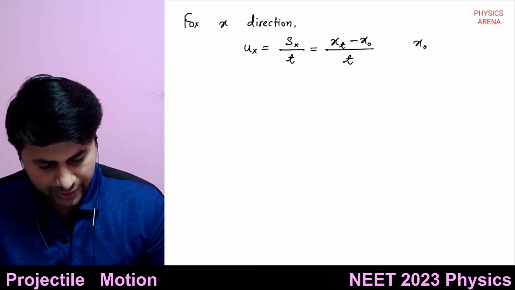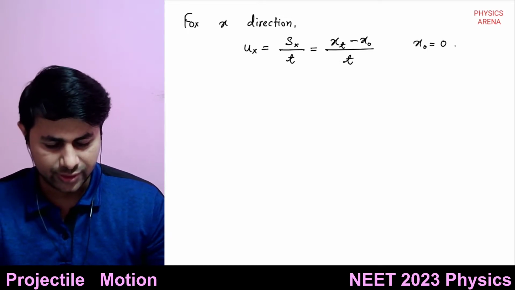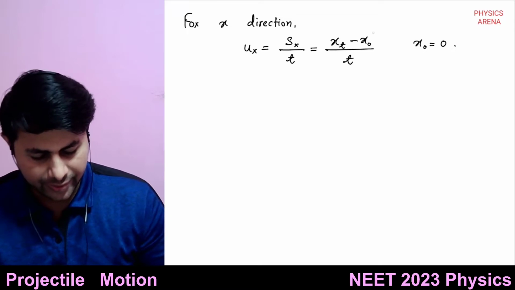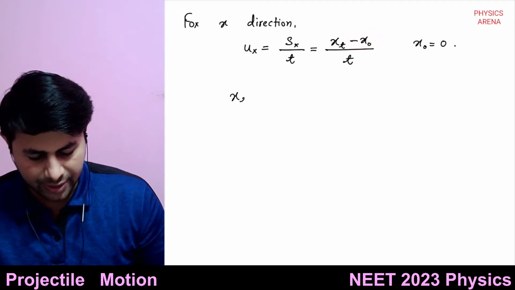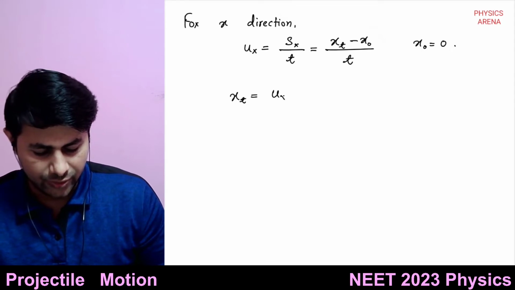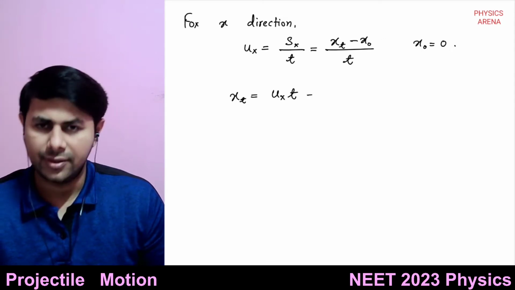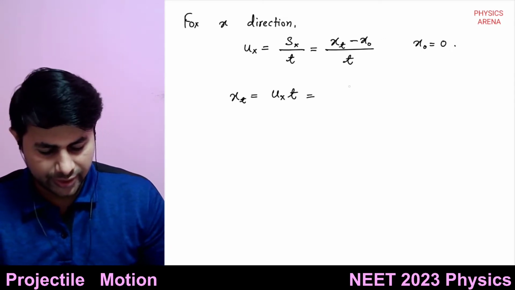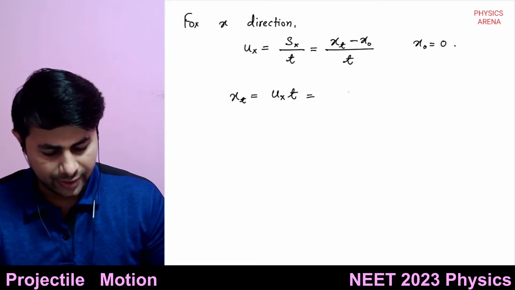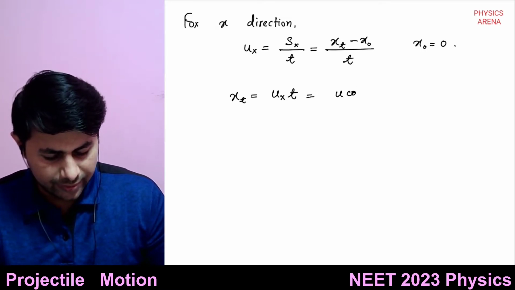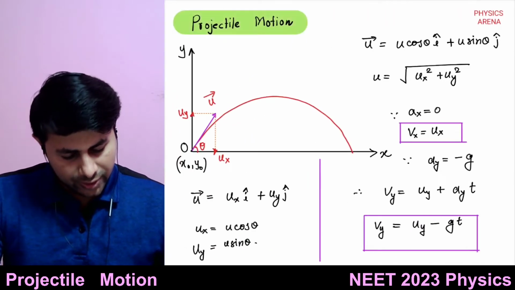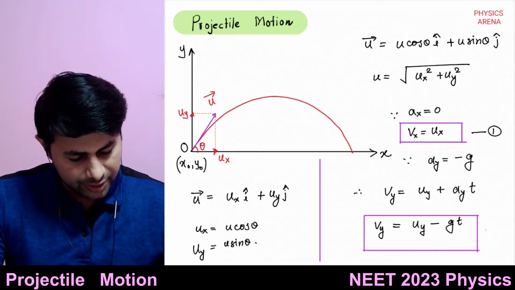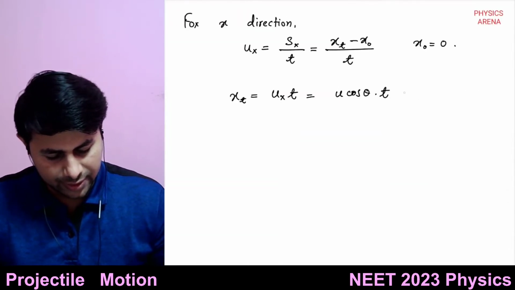So x at start is equal to 0. You put that and you get what? X at time t is just equal to ux multiplied by t. What is ux? Ux is u cos theta, right? So it is u cos theta multiplied by t. Okay, so let's call this equation 1, this is 2, this one 3.